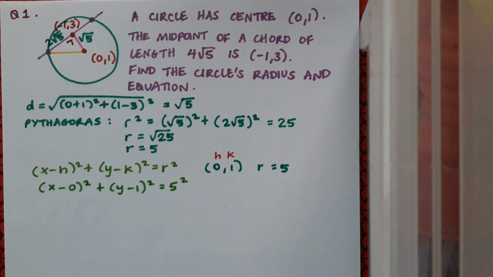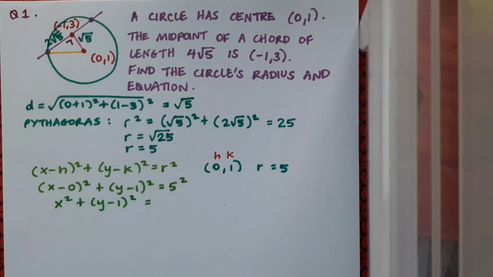Do keep your eyes open in case they do ask you to write the equation in a particular format, but here I'm just being asked for the equation, so it's not too much required. I can leave in the 0 if I like, but I can equally drop it because it's not really doing anything. And of course I'll square the radius, I'll square the 5. So I'll end up with x squared plus y minus 1 squared equals 25.